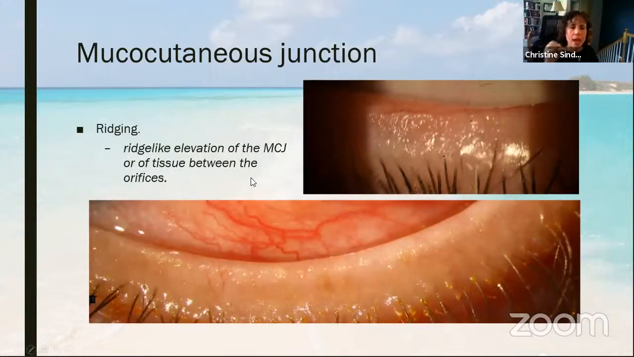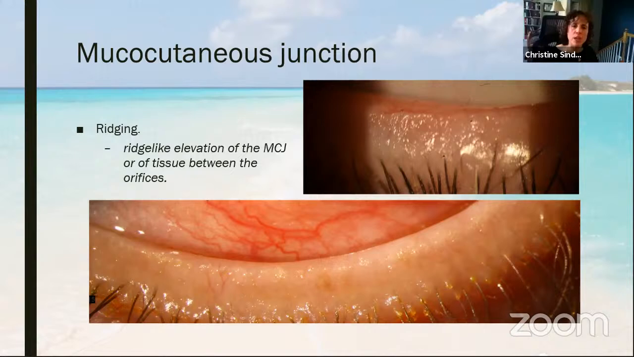Now at this mucocutaneous junction, you get something that's called ridging. Ridging is where the keratin starts to build up. So you can see this is keratinized and this is the mucous membrane. This is the keratin on this lower one. You can see these little mounds of keratin. And this keratin can build up at that junction and will actually cover the meibomian gland openings. And the meibomian glands will not function if you have these keratin ridges.